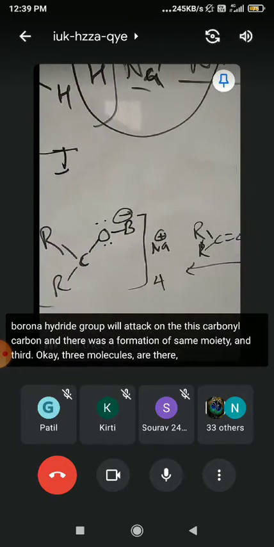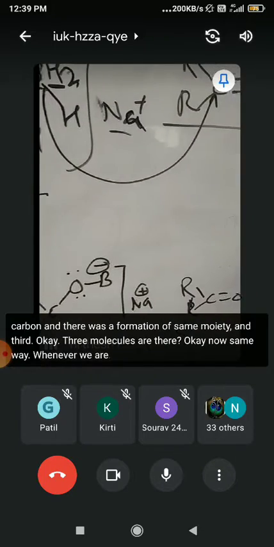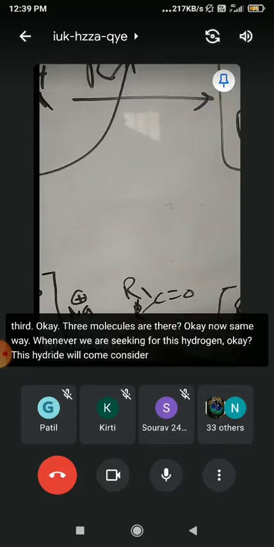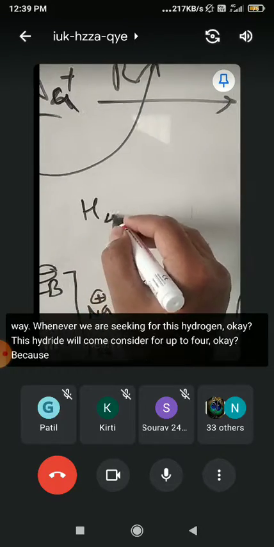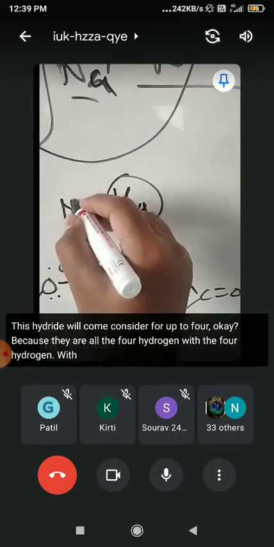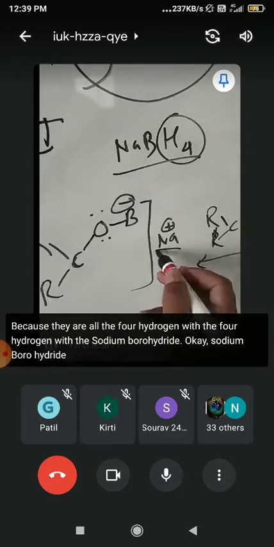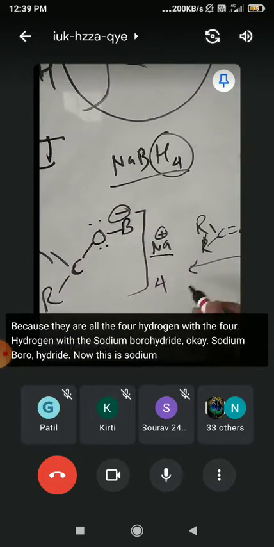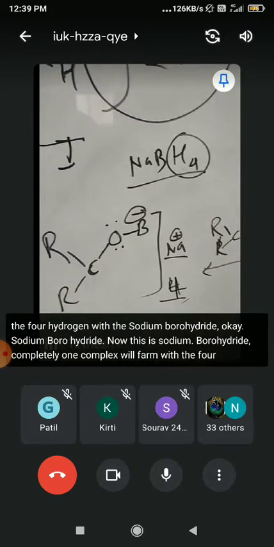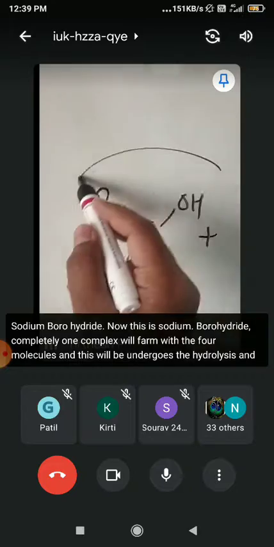In the same way, we consider the hydride up to 4, because there are 4 hydrogens with the sodium borohydride. One complex will form with 4 molecules, and this will undergo hydrolysis, and from hydrolysis we get the alcohol.